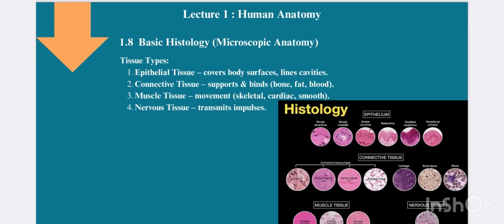Then basic histology, tissue types. There are four tissues. First one is epithelial tissue, which covers body surfaces and lines cavities. Then second, connective tissue, which supports and binds bone, fat and blood. Third one is muscle tissue, which helps in movements like skeletal, cardiac and smooth. And last one is nervous tissue, which helps in transmitting signals.